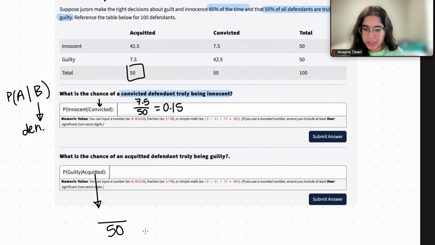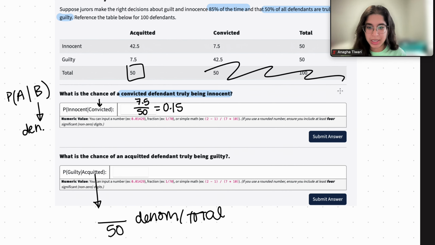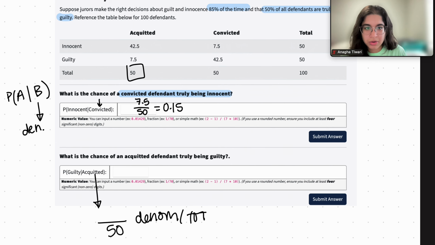So we know our answer is going to have a denominator of 50 because within our probability statement, we are only dealing with acquitted people. We don't really care about anyone else. It's only this acquitted column right here. The total number of acquitted people is 50, and out of those 50 people, how many are guilty? Well, that's just 7.5 again. So the final answer, which is the exact same as the last one, is going to be 7.5 out of 50, because out of those total acquitted people, this is the column that we're looking at.